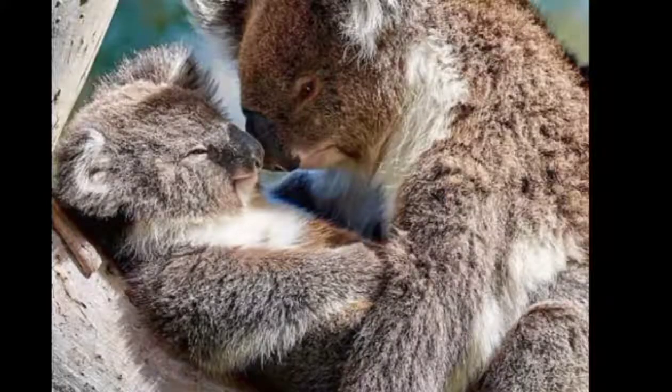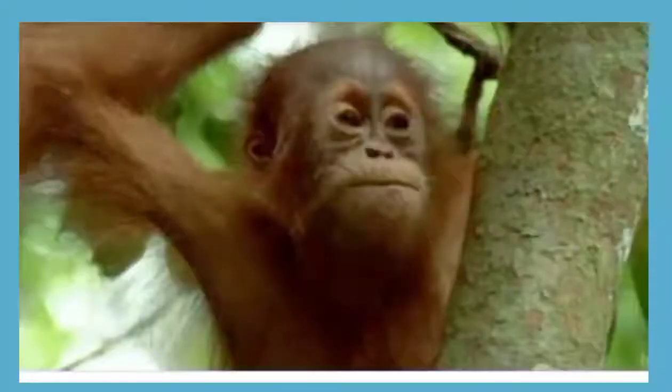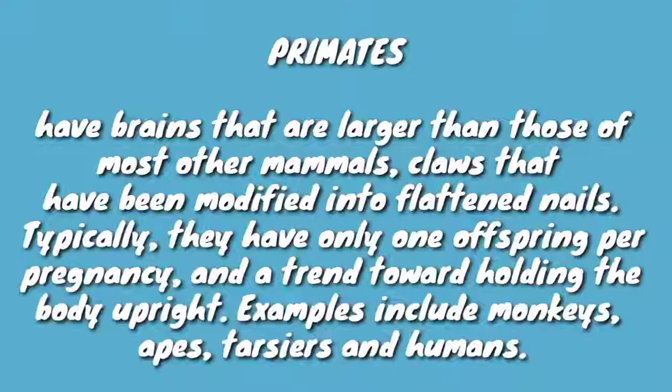The first one is the marsupials. Marsupials are born at a premature stage and continue their development while they are attached to the nipples on the mother's lower belly. Examples of marsupials are kangaroos, koalas, and Tasmanian devils. The second one is primates. Primates have brains that are larger than those of most other mammals, and claws that have been modified into flattened nails. Typically, they have only one offspring per pregnancy and a trend toward holding the body upright. Examples include monkeys, apes, tarsiers, and humans.